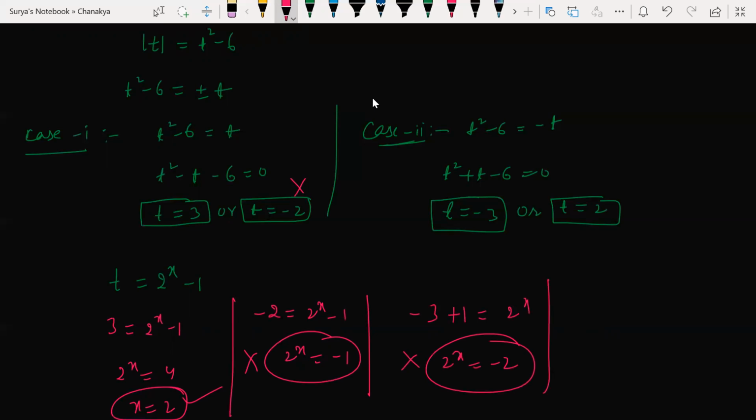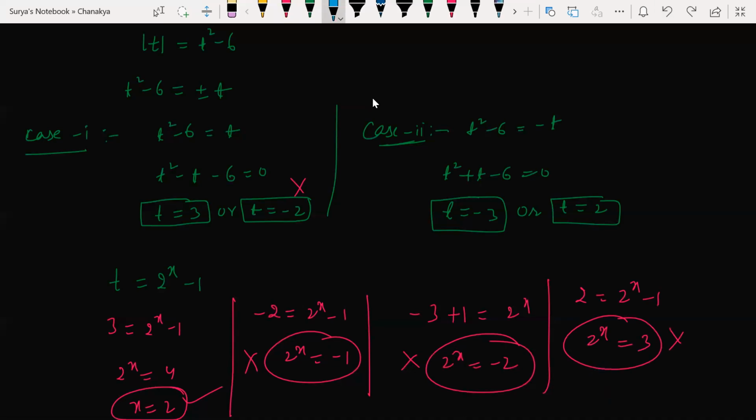Now, if I take t value is 2, 2 is equal to 2 to the power of x minus 1. 2 to the power of x is equal to 3. So 2 to the power of x never can be 3. Understood my point? If you substitute x value something, which value of x would be satisfying this equation? None of the values. None of the real numbers would be satisfying this. So this also got failed.